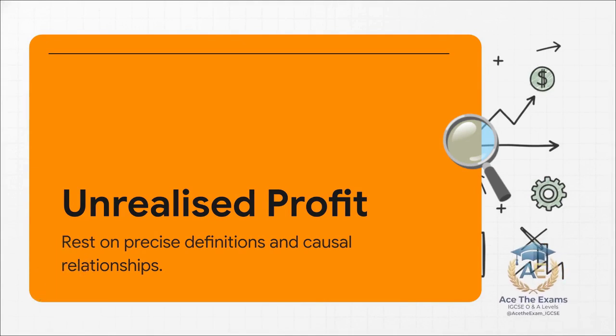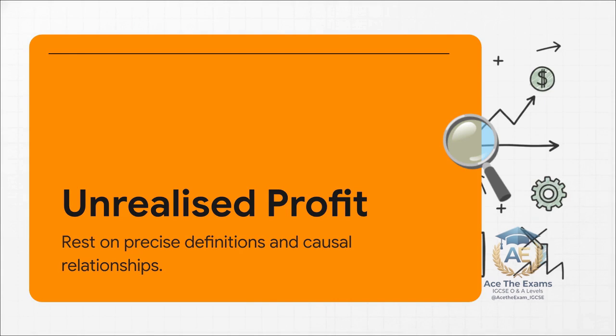Now let's picture our two scholars, Alex and Sam, looking at a 12-mark question on eliminating unrealized profit. Alex immediately jumps to the formula. Closing inventory of finished goods multiplied by the markup over 100 plus markup. Great, that's AO1 knowledge. But Sam rightly points out, wait, why are we doing this?